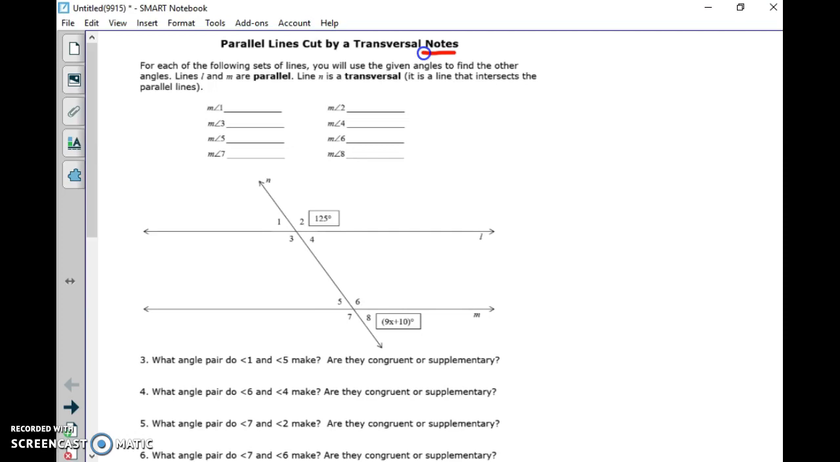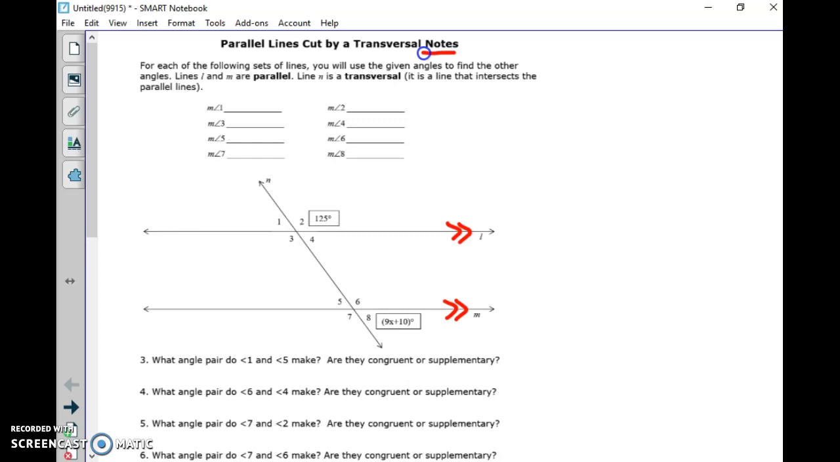It says for each of the following sets of lines, you will use the given angles to find the other angles. Lines L and M are parallel, so we can already show that with some arrowheads down here. And it says line N is a transversal. Okay, so I know it's a transversal because it cuts through two other lines. And in parentheses it says it is a line that intersects the parallel lines. That's great. So yesterday we learned some angle relationships, and so we already know some from Unit 1 as well.